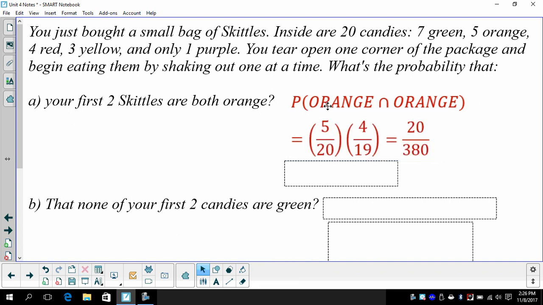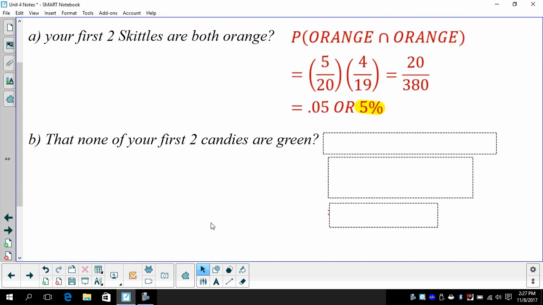So the first probability of drawing an orange is 5 out of the total 20. And then since the first one was orange, we only have 4 left out of the total 19. And when we multiply these together, we get 20 over 380, which means we have about a 5% chance of getting 2 Skittles that are both orange in a row.